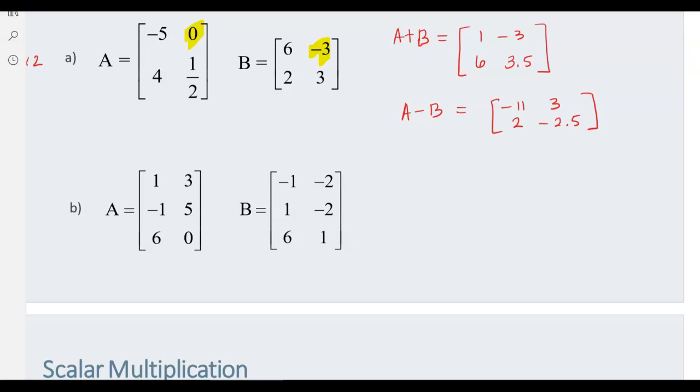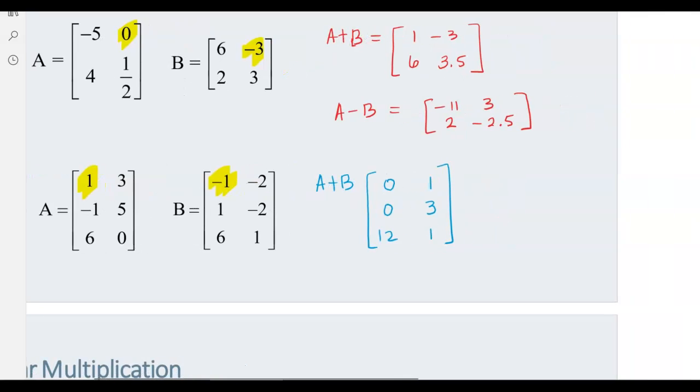Second example here, A plus B, I'll just add each of the entries that are corresponding. In this case, these are 3 by 2 matrices, 3 rows, 2 columns. So 1 plus a -1 will give me 0. 3 minus 2 is 1. -1 plus 1, 0. 3, 12, 1. Again, I just added each of the corresponding entries.